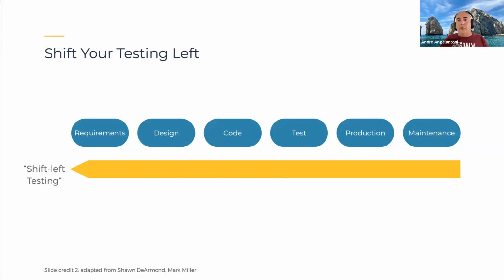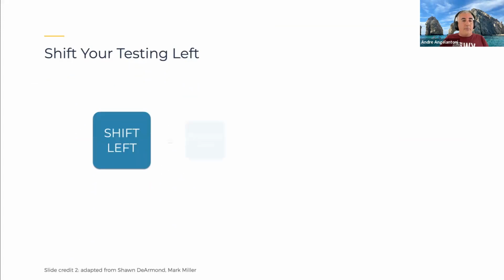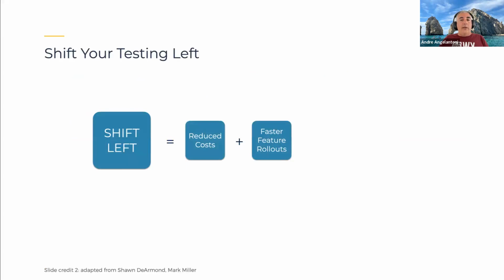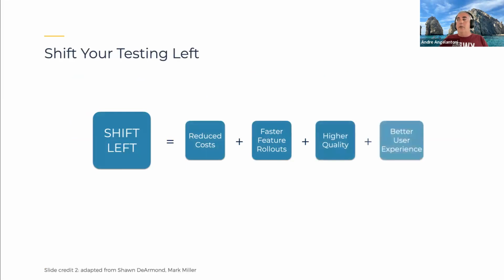This is called test-driven development, and it will mean that you're going to get better code, because if you can test it right from the beginning, you're often going to make architectural decisions that are actually better for the construction of the code. So shifting your testing left is part of this process of engineering quality into your system. And what do you get out of that? Well, you get reduced costs, you get faster feature rollouts, you get higher quality, you get a better user experience.